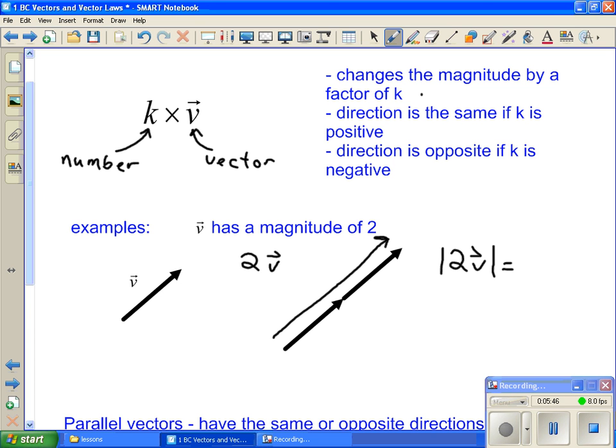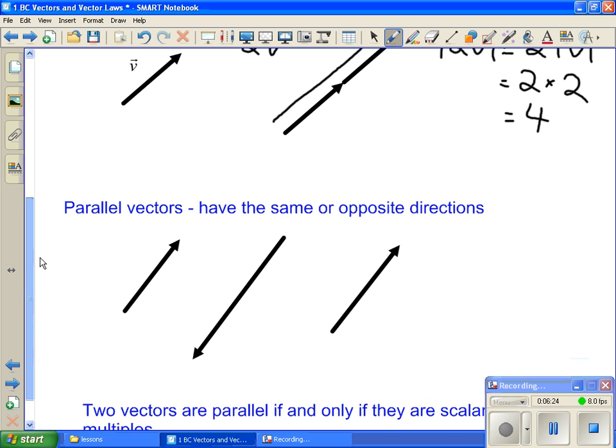What would the magnitude of this new vector 2v that we've created be? Well, what was the magnitude of original vector v? Yeah, this is going to be 2 times the magnitude of v. The magnitude of v was 2. So the magnitude of my new vector, 2v, is 4. Okay.